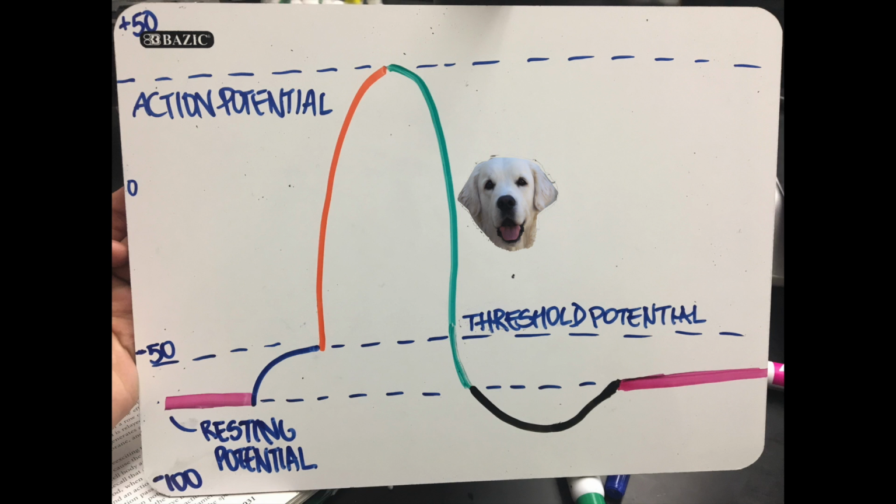The channels that let the positive sodium ions through close up, while channels that allow positive potassium ions open, resulting in the release of positively charged potassium ions from the neuron. This expulsion acts to restore the localized negative membrane potential of the cell, bringing it back to its normal voltage.